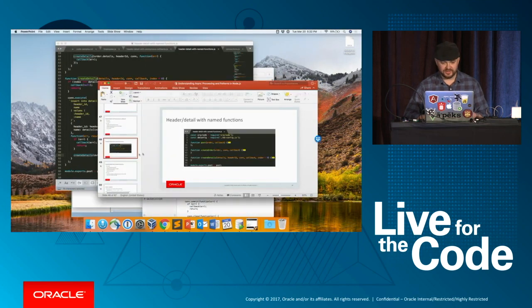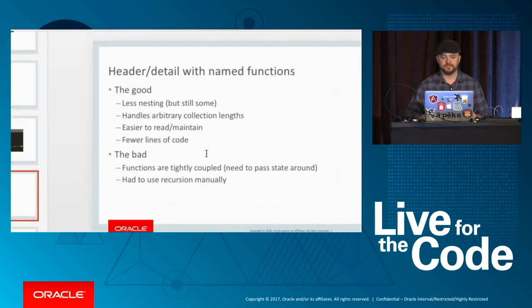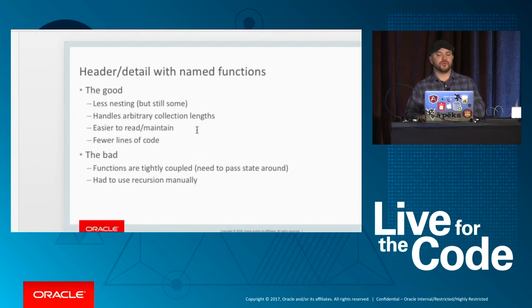I'm just going to leave these slides like this because I think it'll be a little bit easier than toggling back and forth. So once we moved to named functions, we got a whole lot less nesting, so we're avoiding the pyramid of doom. There's a question?